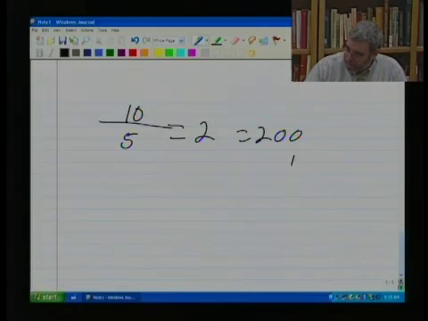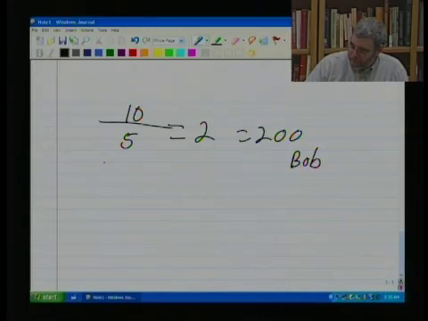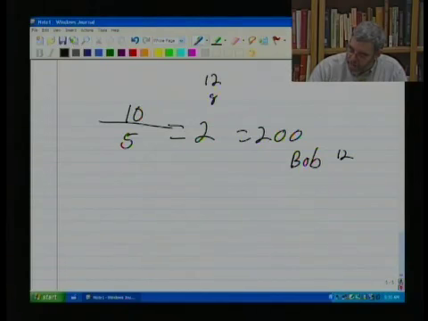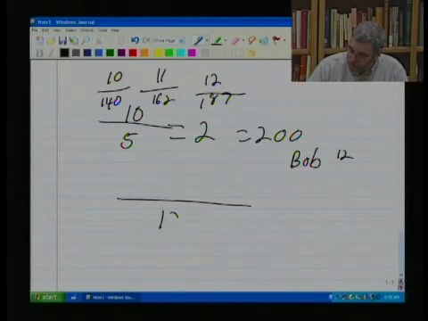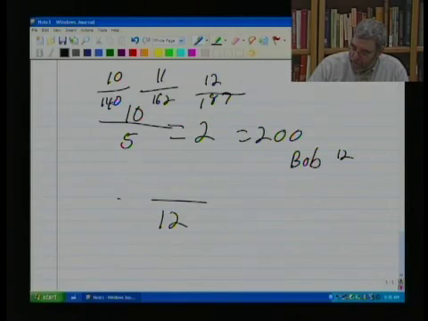Let's take Bob. Bob is 12. The average number that 12-year-olds got right was 187, the average number that 11-year-olds got right was 162, and the average number that 10-year-olds got right was 140. Bob is 12. He got 140 right.